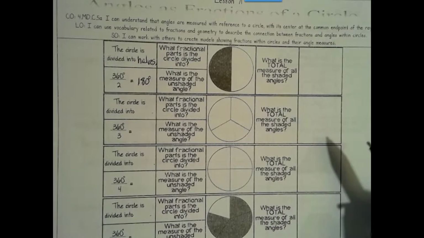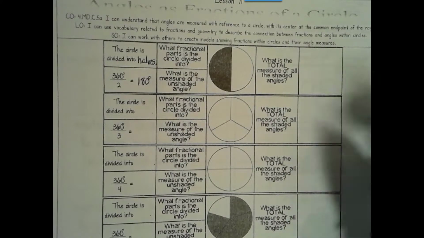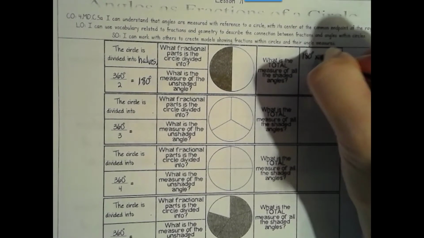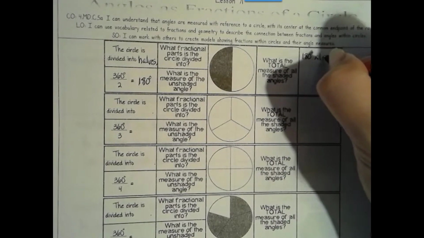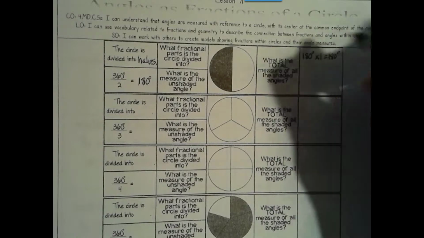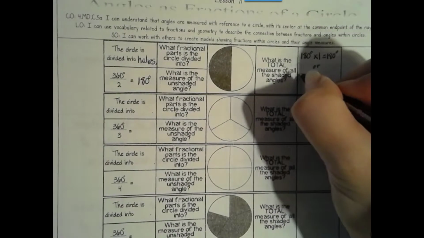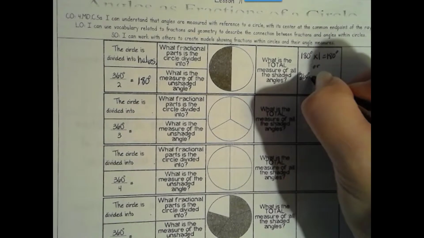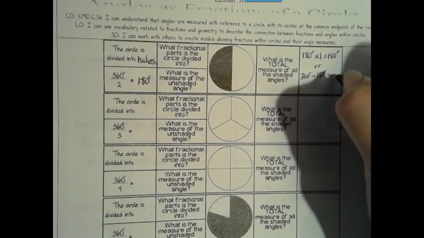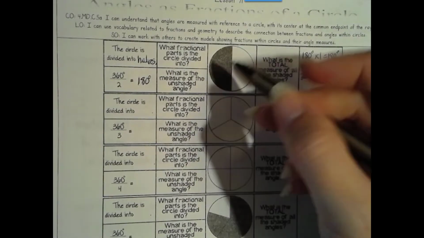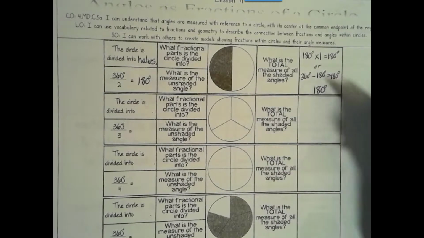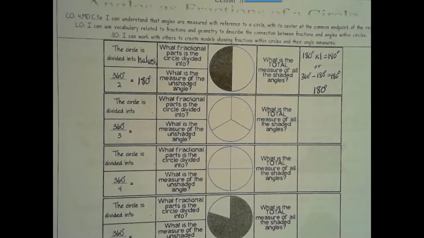What is the total measure of all the shaded angles? Well, there's only one. So 180 degrees times 1 is 180 degrees. That's one way we can find it, by multiplying. Or if we take 360 and subtract the angle we do know, the unshaded one, which is 180, we can get 180. But either way, both of these angles are exactly 180 degrees. Each half of a circle is 180.